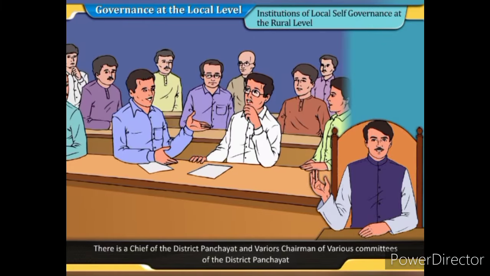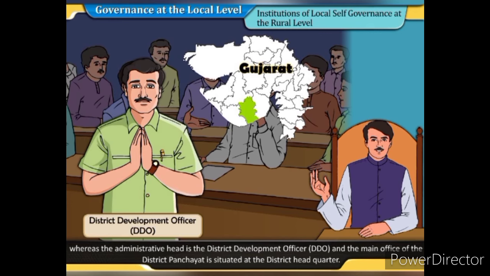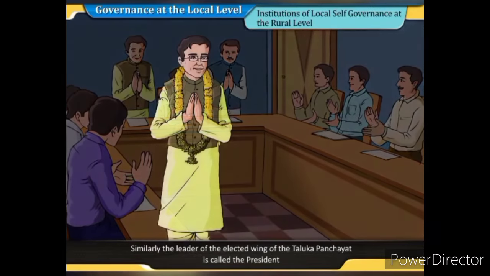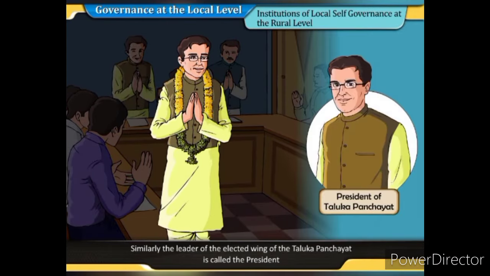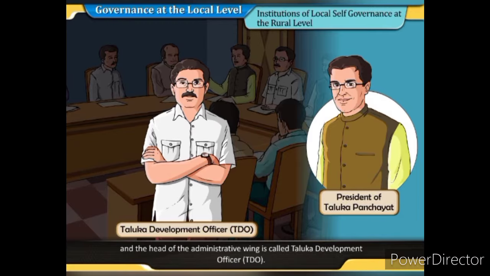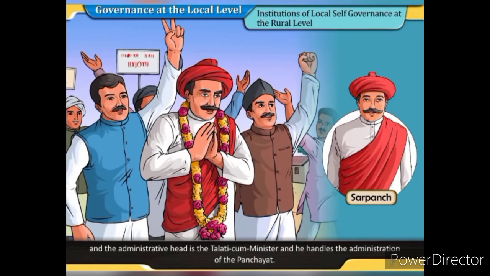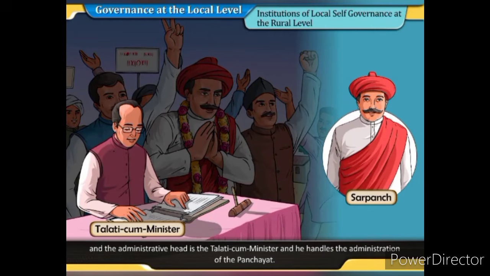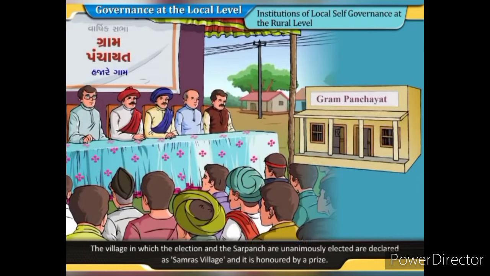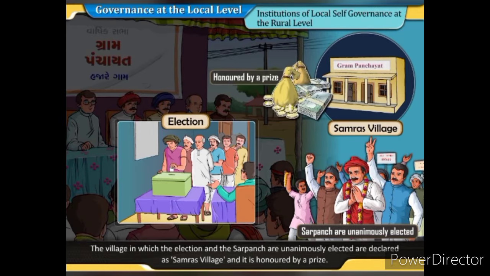There is a chief of the District Panchayat and various chairmen of various committees of the District Panchayat, whereas the administrative head is the District Development Officer, DDO, and the main office of the District Panchayat is situated at the district headquarters. Similarly, the leader of the elected wing of the Taluka Panchayat is called the President, and the head of the administrative wing is called Taluka Development Officer, TDO. At the lower level, Sarpanch is the representative elected by the people, and the administrative head is the Talati cum Minister, and he handles the administration of the Panchayat. The village in which the election is held and the Sarpanch is unanimously elected is declared a Samras village, and it is honored by a prize.